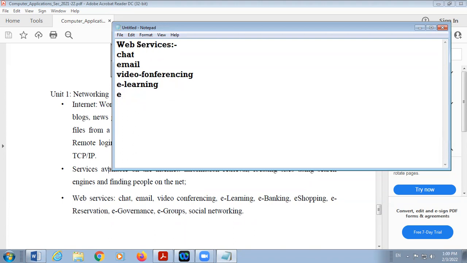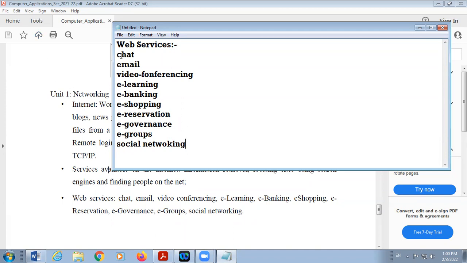Then there is e-banking. There is e-shopping, e-reservation, e-governance, e-groups, and social networking. So these are the different services of internet.